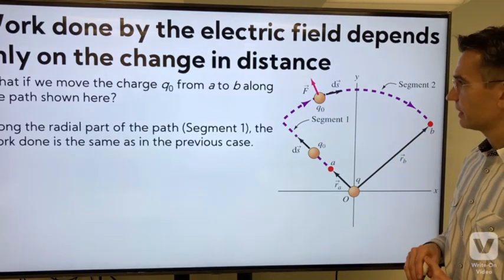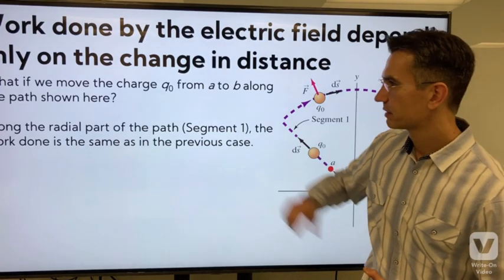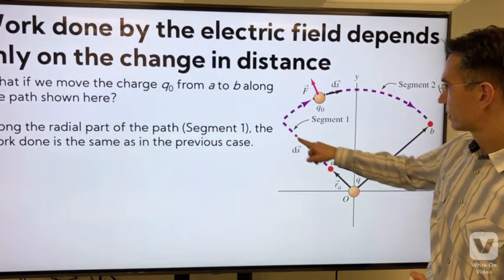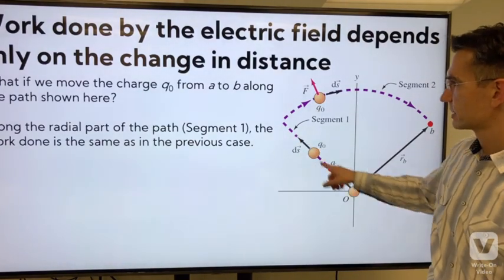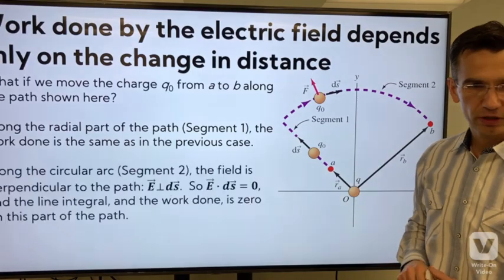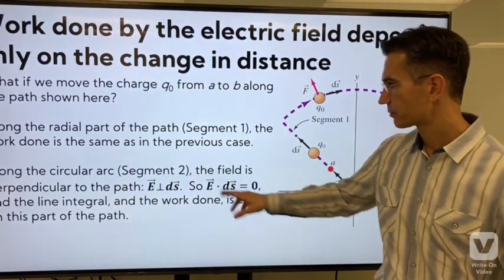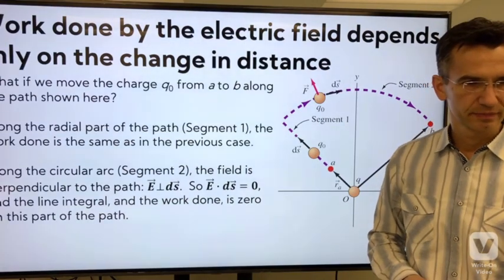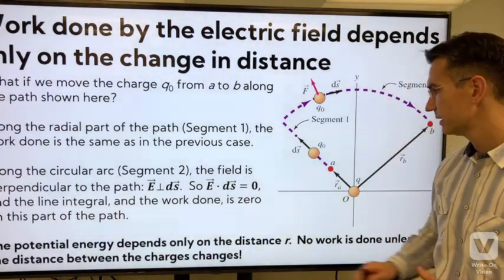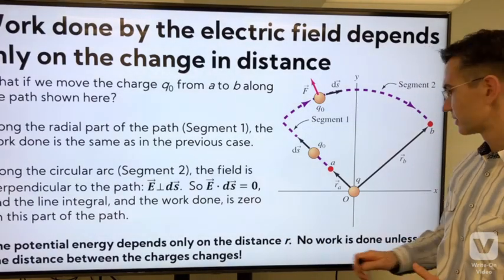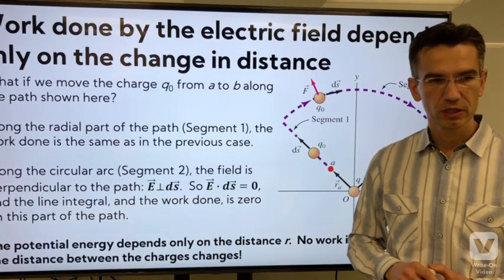Then we can see the work done along the radial path segment 1 is the same as before. It's a change in distance. And the work done along segment 2 is actually 0 because the dot product there is 0. So, to conclude again, the potential energy depends only on the distance r, and there is no work done unless the distance between two charges changes.